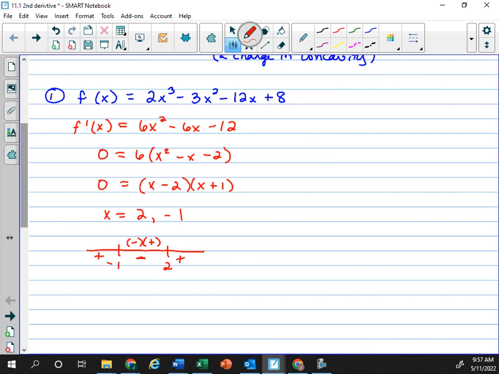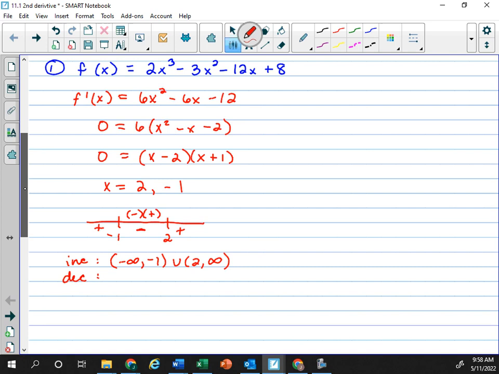All right, what do the pluses and the minus tell me? There's pluses increasing, minuses decreasing. Perfect. So if I ask you for the increasing sections, what would you tell me? Negative infinity to negative 1. Good. And where else? Okay, perfect. Where is it decreasing? Good.